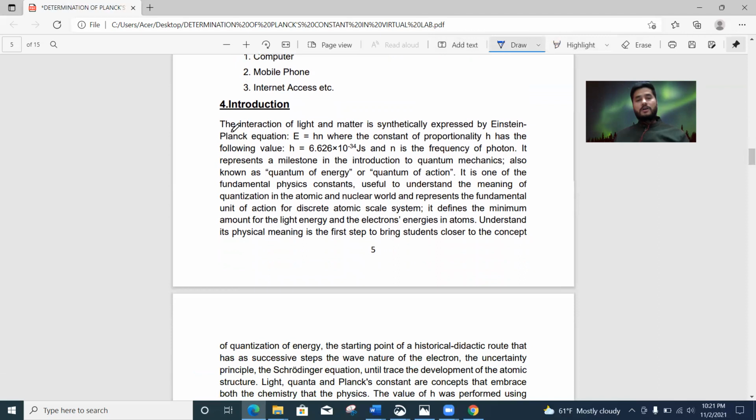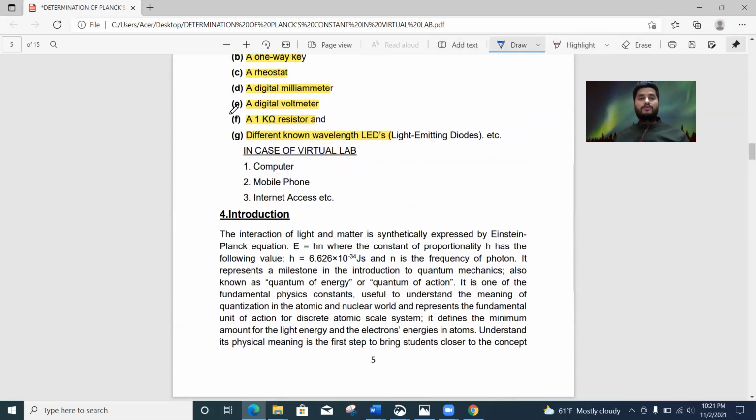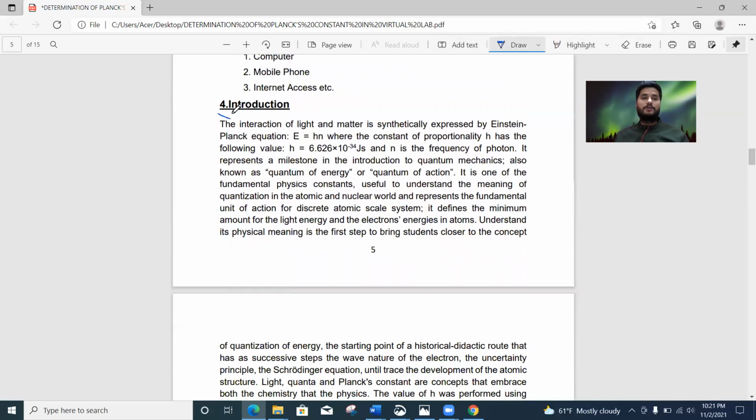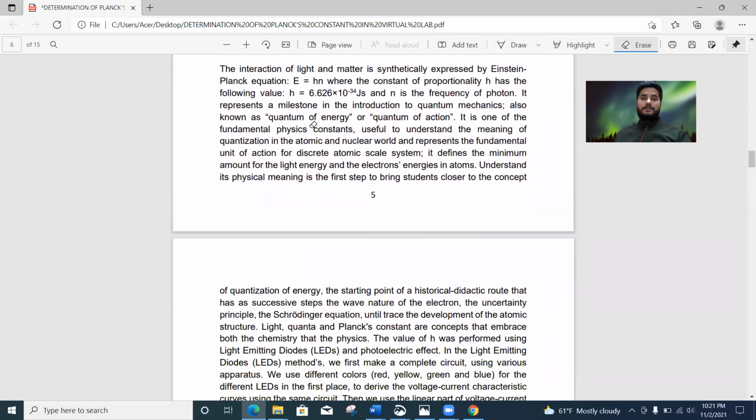Similarly, the next point of this virtual experiment is our introduction. From this experiment we should know about the interaction of light and matter, which is synthetically expressed by the Einstein-Planck equation E = hν, where ν is the frequency and h is Planck's constant. Today we are going to calculate the value of h, and ν is the frequency of the photon.